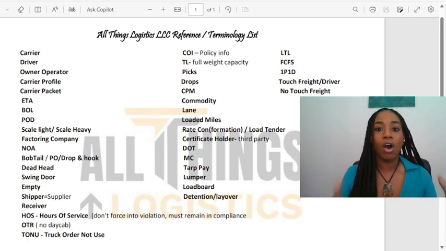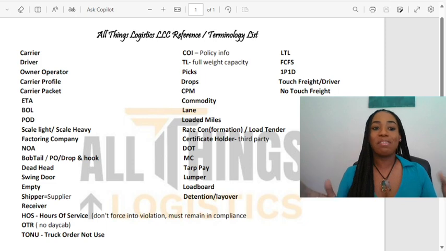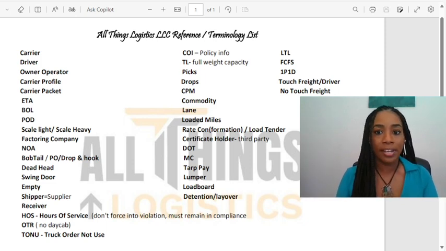Okay, so those kind of all go hand in hand together. Again, that would be for power only loads, and you'll see PO. It doesn't mean purchase order. It means power only, and they all go hand in hand.